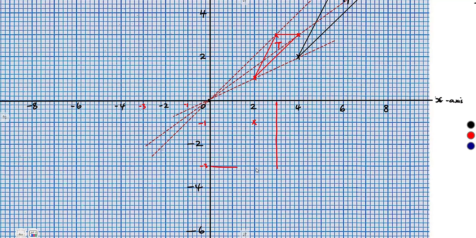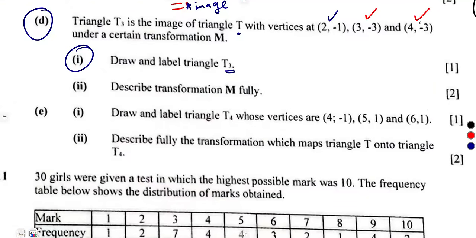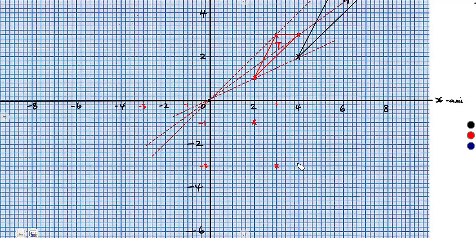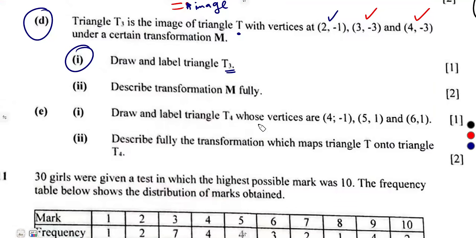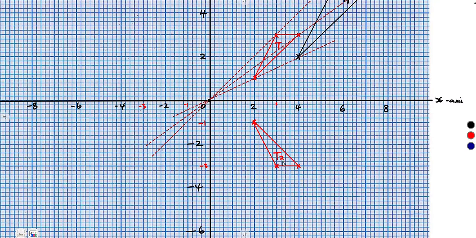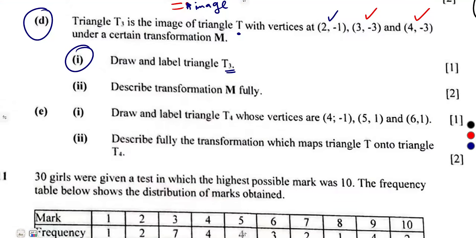So these two, they meet. Where they meet here, you mark a point. 3 and minus 3. And another point, all right, is 4, minus 3. So that is 4 versus minus 3, which is this one. So join, that is it. Simply going to join. That is forming the triangle that we are given, which is triangle T3. All right, so this is our triangle T3.